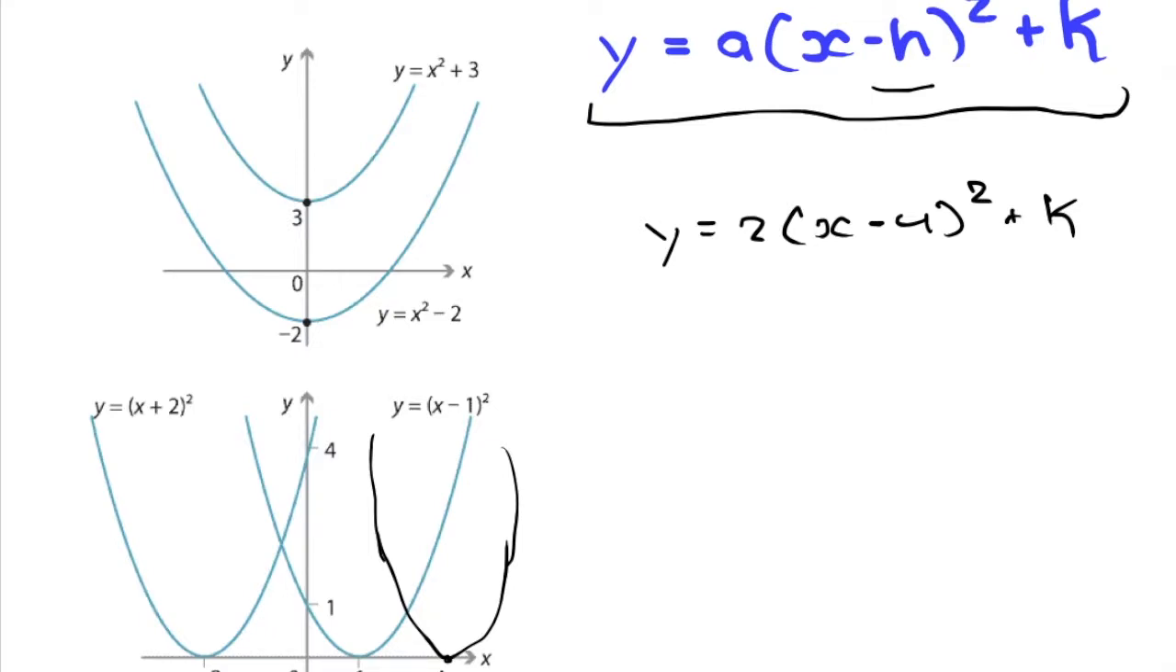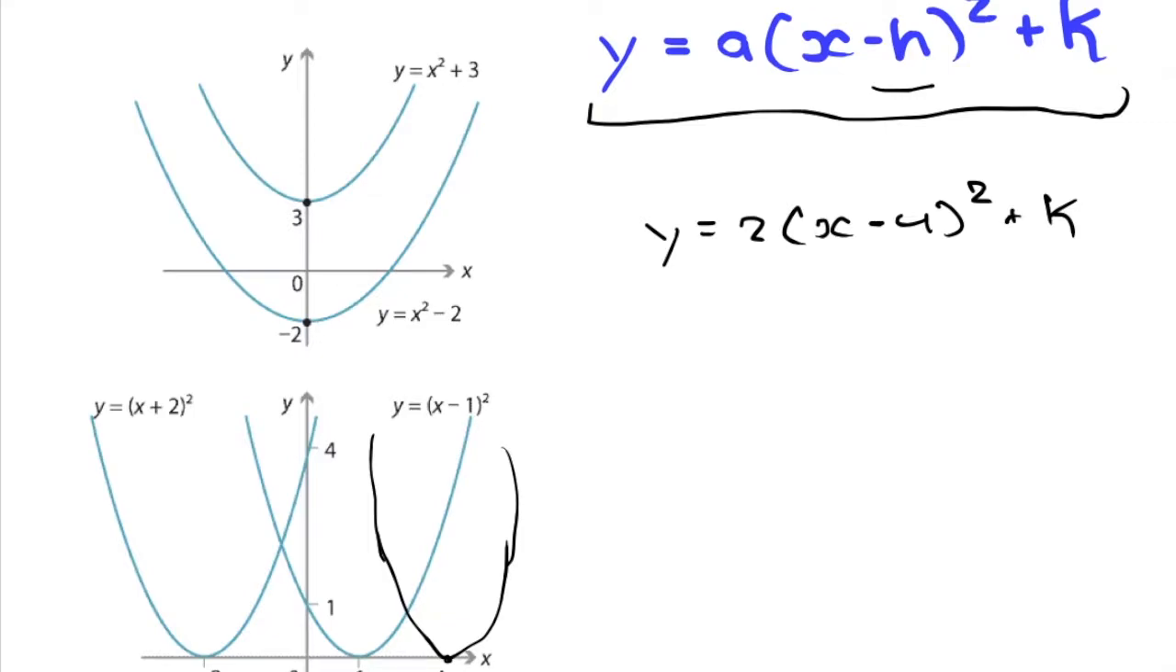So now what does k do to a parabola? Well, k, just like h, shifts the parabola up or down. If k is positive, the parabola is translated up that many units. But if k is negative, the parabola is translated down that many units.